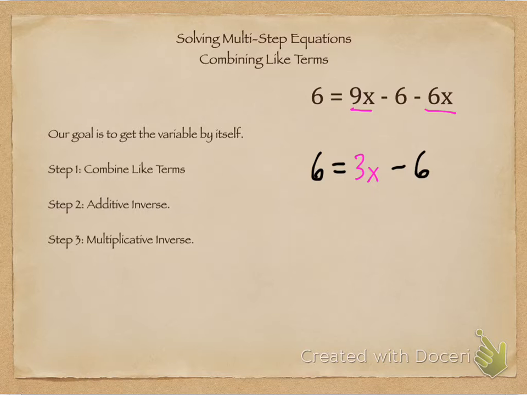Again, we're going to do the additive inverse, so instead of subtracting by 6, we're going to add 6 to both sides. Our result will now be 12 equals 3x. Again, the multiplicative inverse, we're going to divide both sides by 3. Our result will be x equals 4.